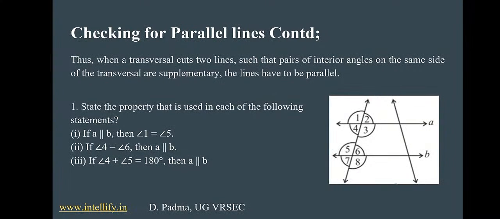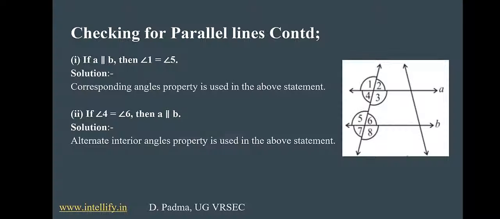We have to identify if angle 1 is equal to angle 5. The solution: the corresponding angles property is used in this statement. Angle 1 and angle 5 are corresponding angles. If two lines are parallel, then corresponding angles are equal. So angle 1 is equal to angle 5. And if angle 4 equals angle 6, then A is parallel to B.